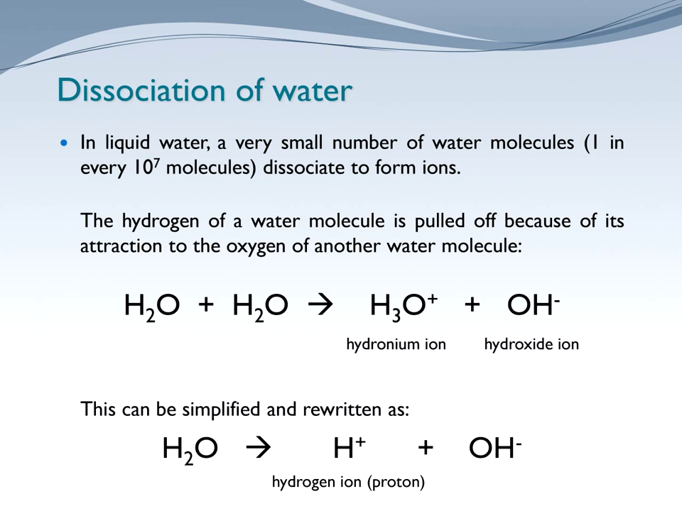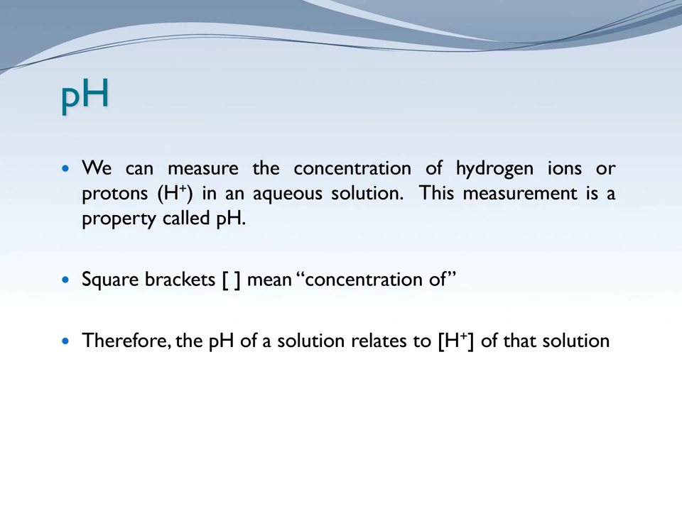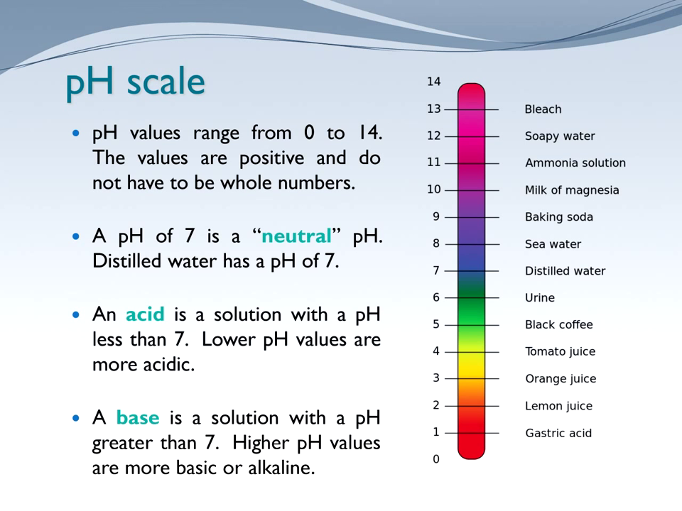sometimes called a proton. For any aqueous solution, we can measure the relative concentration of hydrogen ions in that solution. This measurement is called the pH of the solution. From now on, we will use square brackets to mean the concentration of. The pH of a solution is expressed as a unitless number that ranges between 0 and 14.